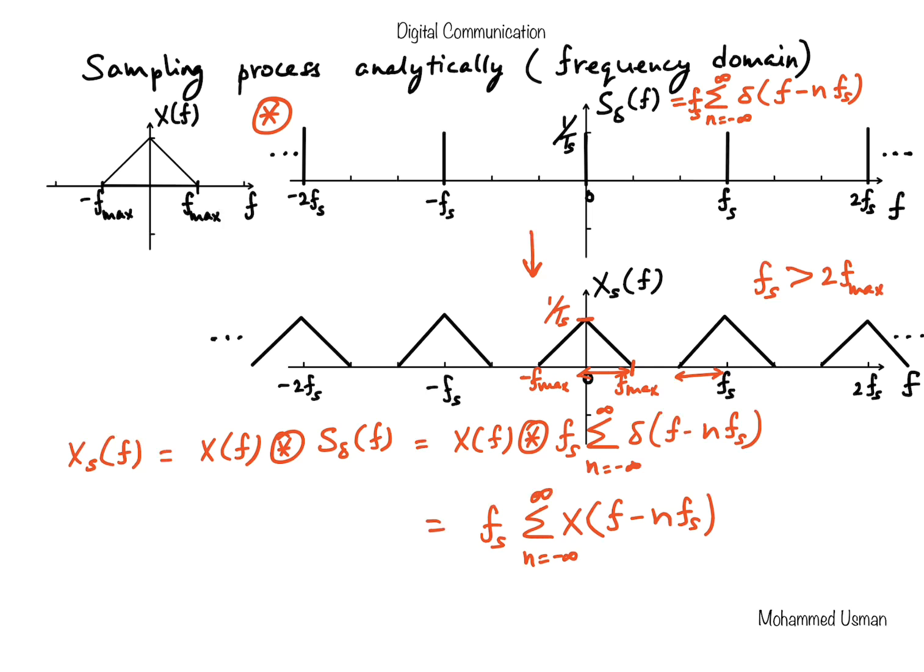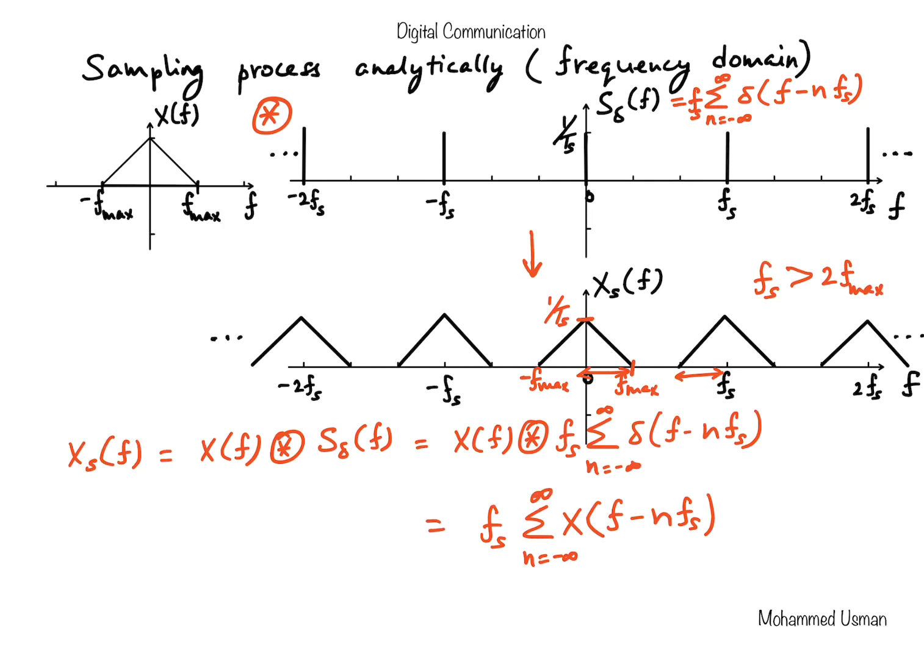by low pass filtering. So if we pass the sample signal through a low pass filter whose pass band extends till f max, then we have the situation where only the central replica is passed through and all the other replicas are filtered out. So that would give us back our original signal. So the reconstruction process can be implemented very easily by low pass filtering.